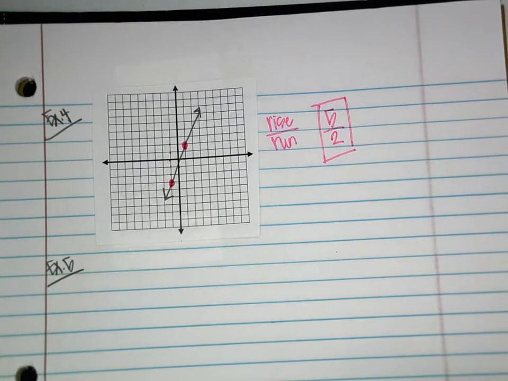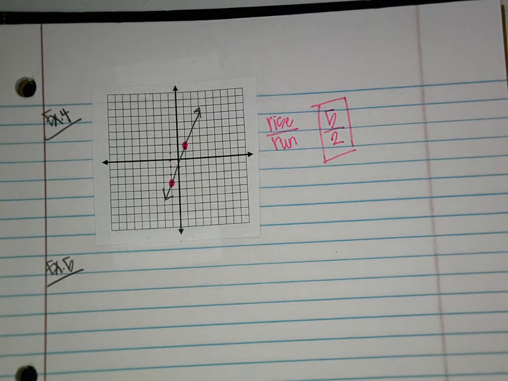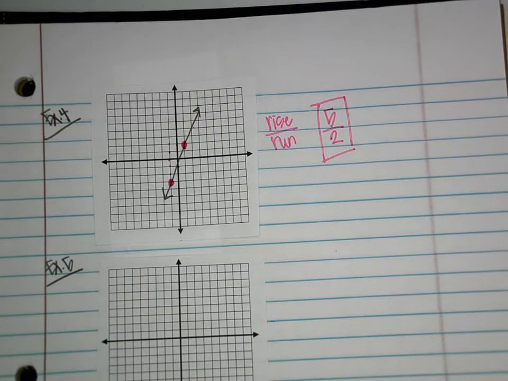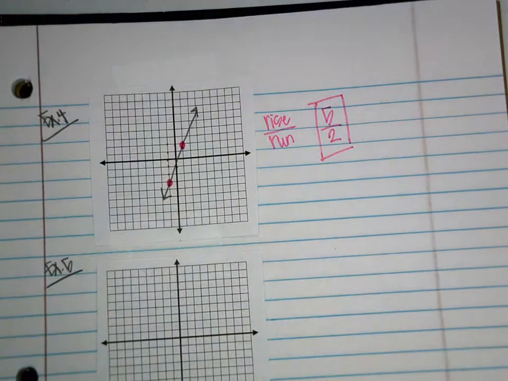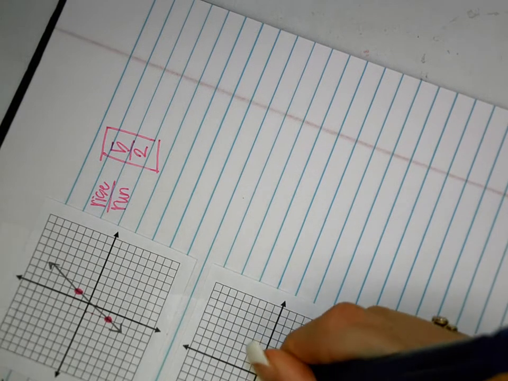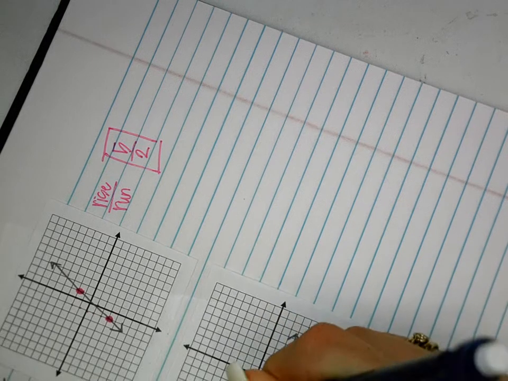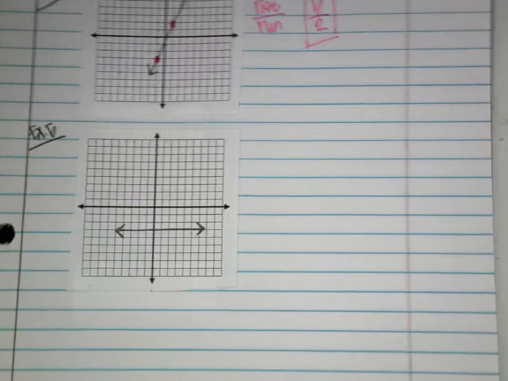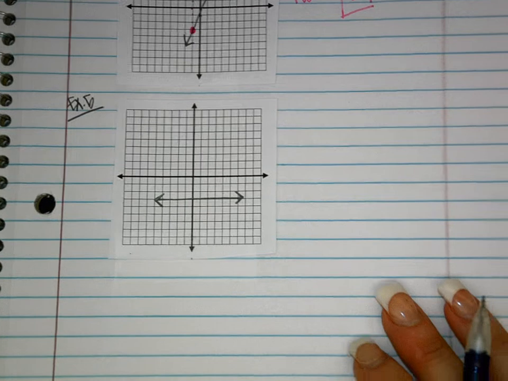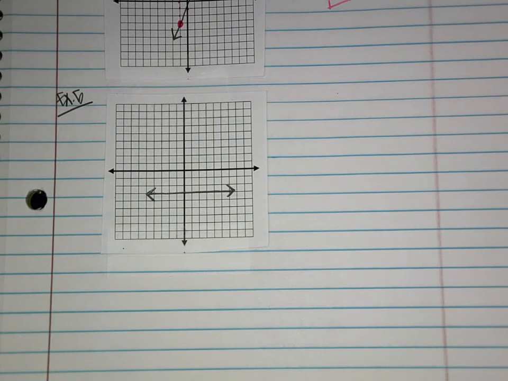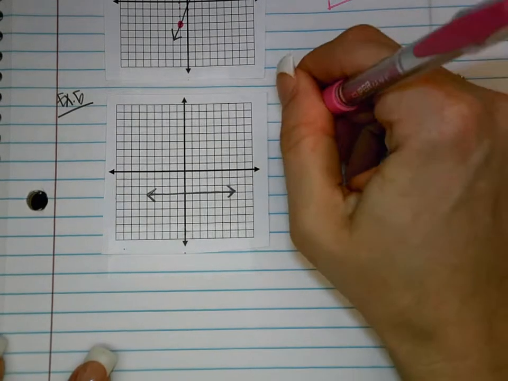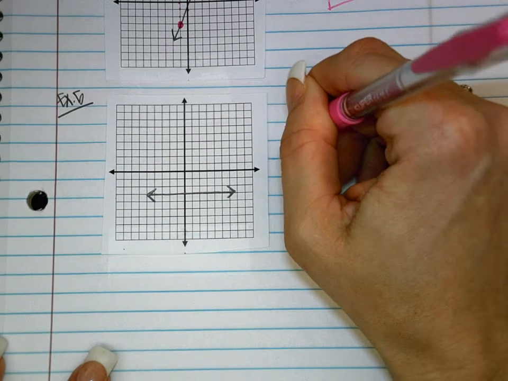Okay, let's try another one for number 5. This will be the last one for this part of notes. If I give you this line, it looks like this. Can you find 2 exact points? Is that a y equals graph? It is a y equals graph, yes.